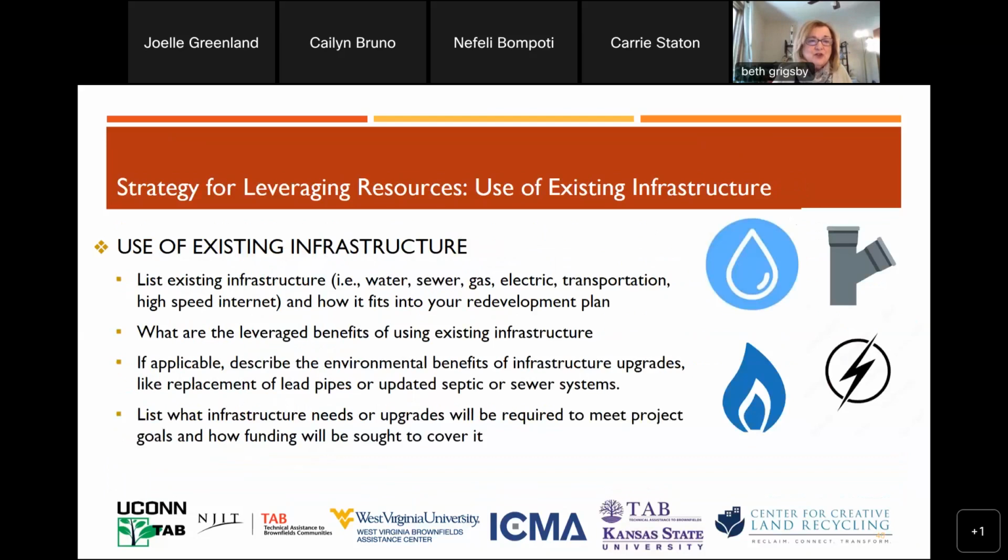And leveraging those resources, the use of existing infrastructure. List your infrastructure, but I think the key here is, what if you need those upgrades? How are you going to go about getting that? And that's another piece. I always see canned language with this, and it really shouldn't be that way.